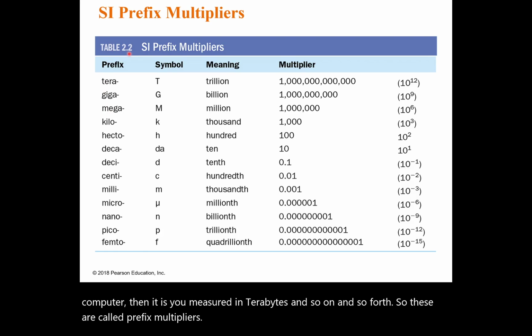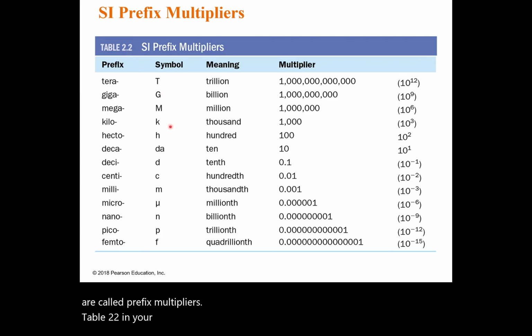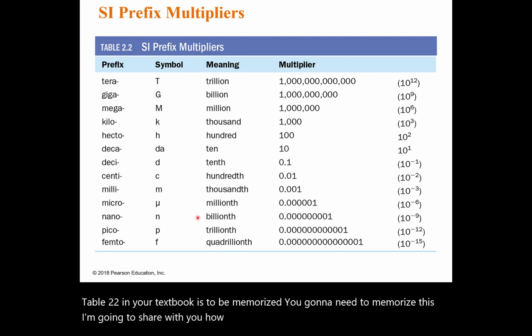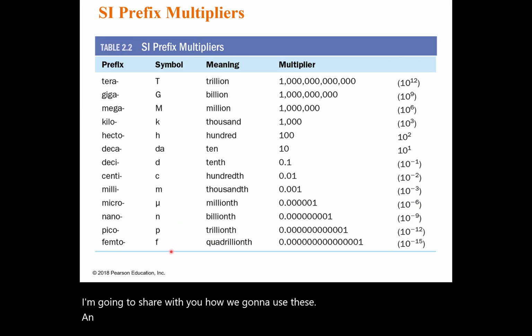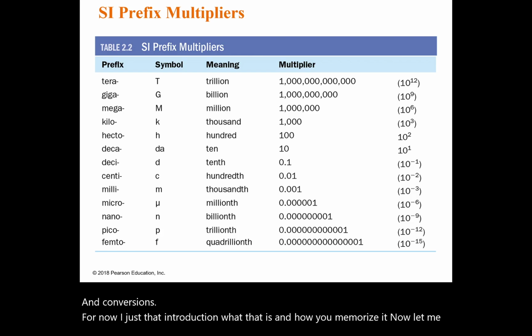Table 2.2 in your textbook is to be memorized. You're gonna need to memorize this. I'm gonna share with you how we're gonna use these in conversions. For now, just an introduction of what that is and how you memorize it. Now let me tell you how you read that table.